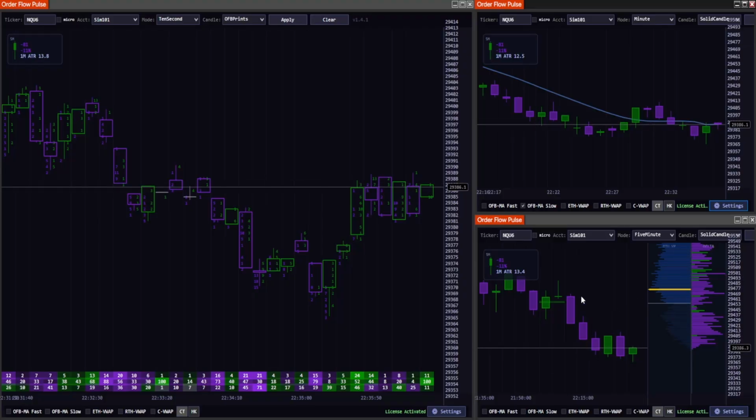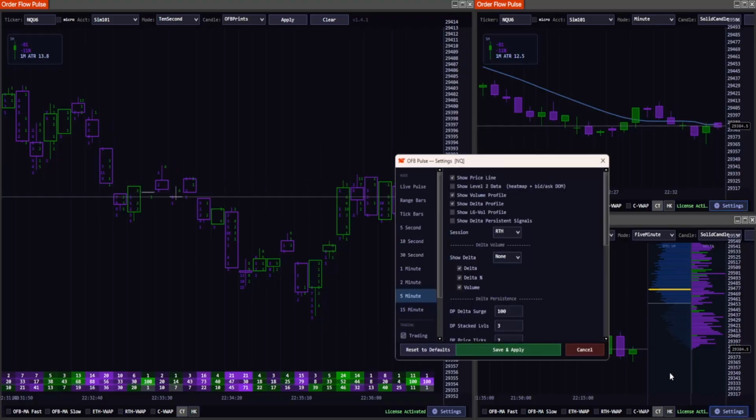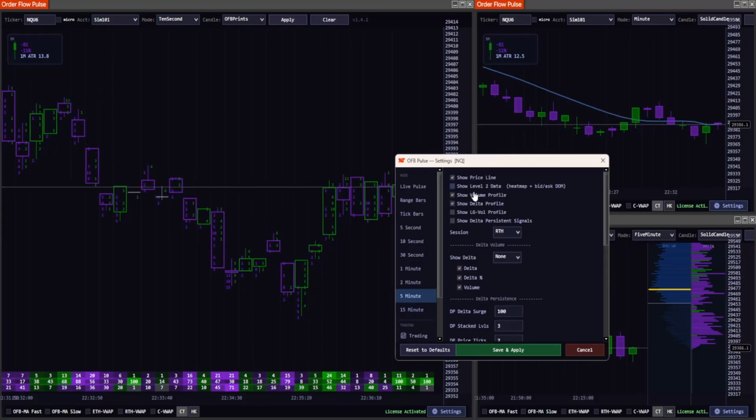I have that up there. So let's go over the 5 minute. This is the 5 minute chart. And what I have here: show price line, show volume profile, and show delta profile. I don't show the large volume profile or delta persistent signals.